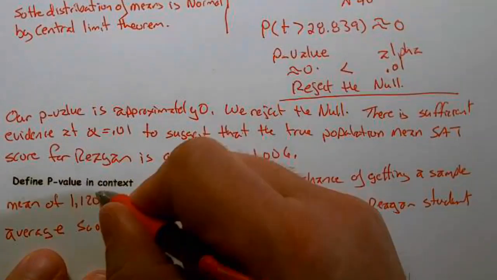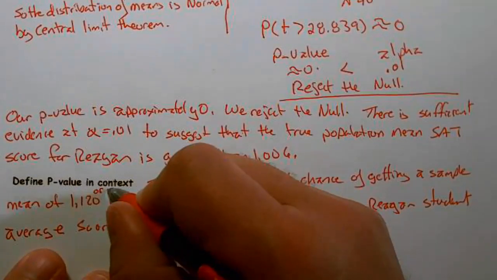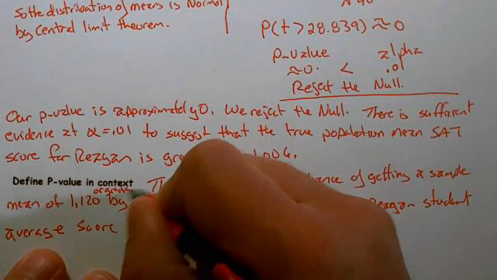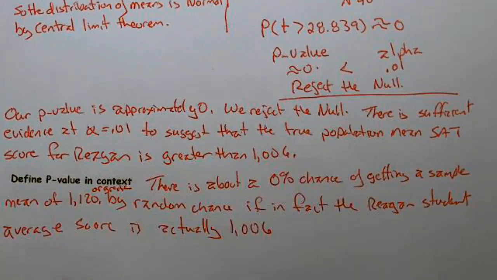1120, and this should say or more or greater. I left that off because it needs to be as extreme or more extreme, given that their actual score is 1006. So we're definitely believing that the Reagan students score better than the national average. Good job, guys.